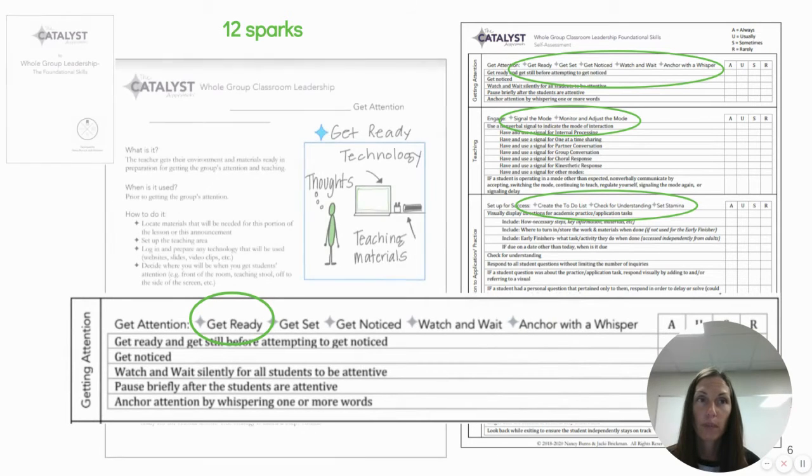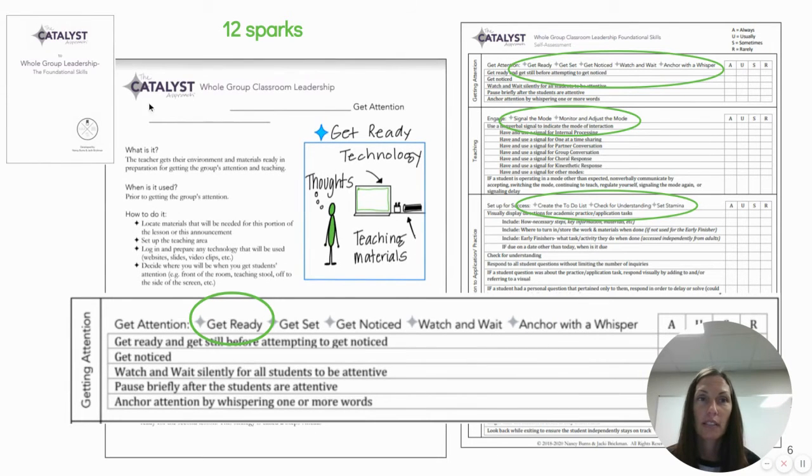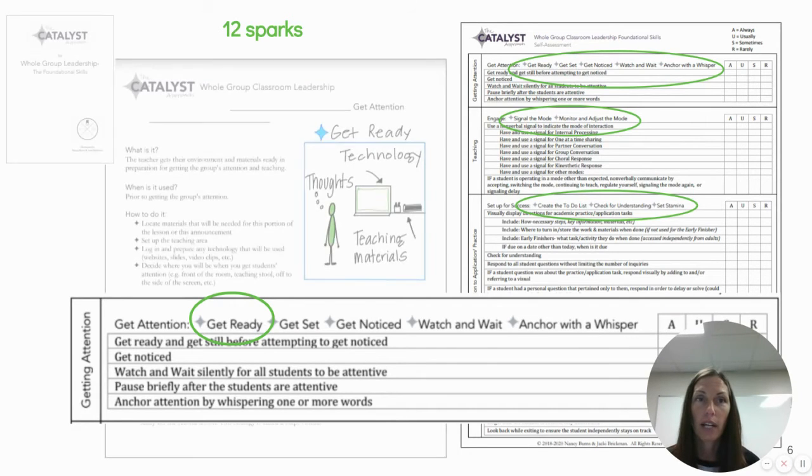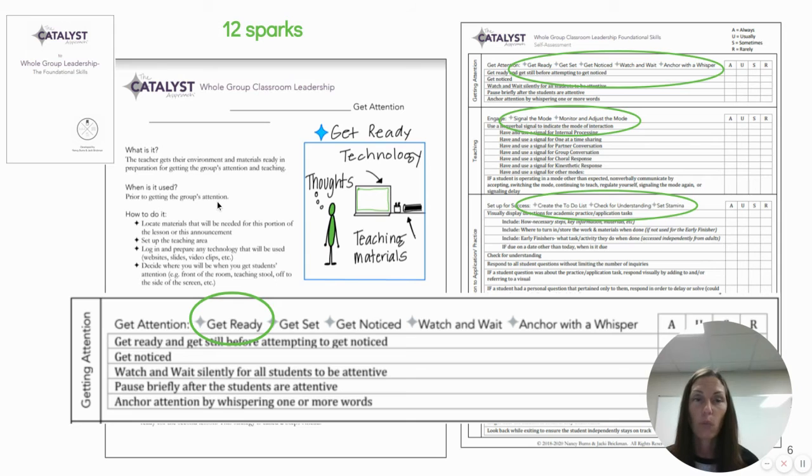Then when you refer to your packet, you can see that there is 1 page for each of these sparks. So as you start to assess yourself, if you're not sure what this means, get ready, you can go to that page of get ready and see what exactly they are looking for during that phase. It explains step by step how to do it. It gives some special considerations and of course has a visual to match.